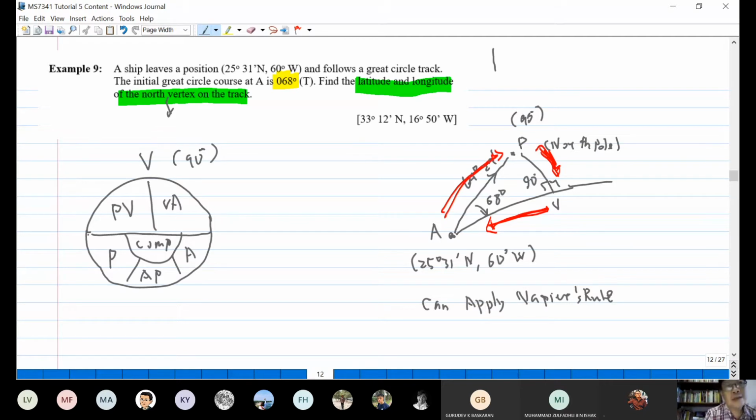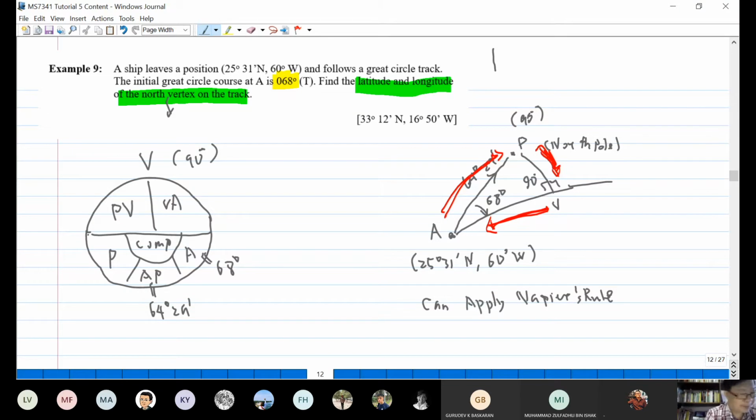Okay, then you fill in the information you have. I know PA. PA is the same as AP, right? So this is 64 degrees 29 minutes. And I know angle A. Angle A is here, 68 degrees.